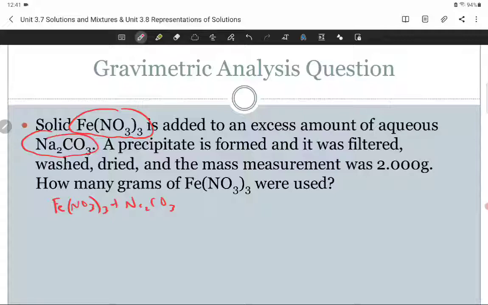nitrate plus sodium carbonate. It's a double replacement, so the Fe's and the Na's are going to switch spots. And every time you make one of these compounds, you have to be able to balance those charges so it works. So it's a neutral compound. So Na plus and NO3 minus, you need one of each of those. And then the other compound, Fe with carbonate. Carbonate has a -2 charge. And Fe, because it was in this compound here, had a +3 charge.